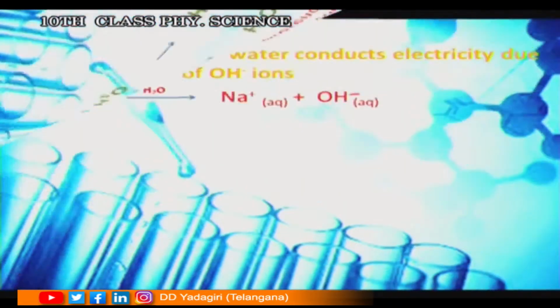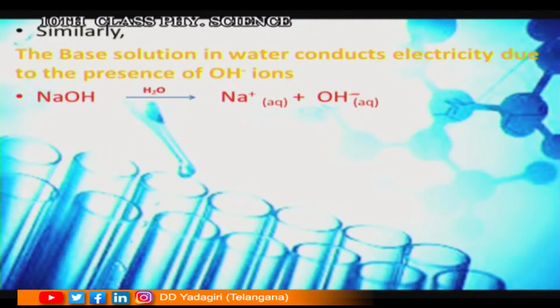Similarly, the base solution in water conducts electricity because of the presence of OH minus ions. Let us take the base sodium hydroxide, NaOH. When it is dissolved, it dissociates into Na plus and OH minus ions. Because of the presence of OH minus ions, the base solution also conducts electricity. When the same experimental setup is taken, the bulb glows in the presence of OH minus ions.